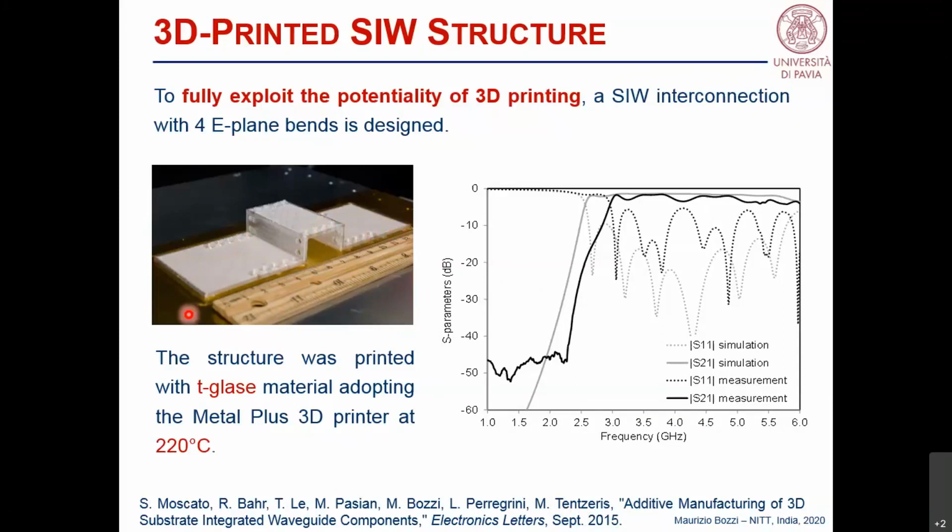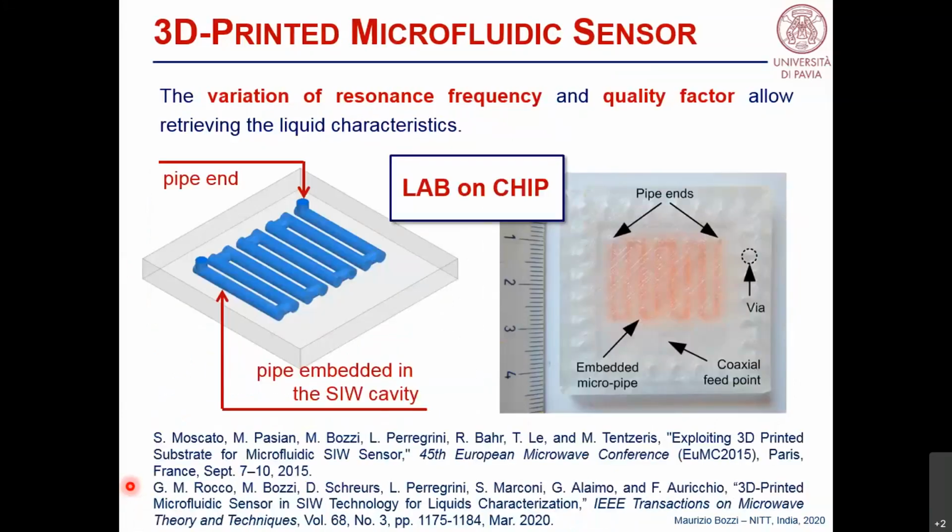And the advantage is that in this case, you can simply design your structure by using an EM solver, pass the file to the printer, and in very short time, you have your prototype. So for fast prototyping, that's a fantastic solution. Also for investigating unconventional shapes or new solutions. Of course, this structure is not very useful. It was just a demonstration of the possibility to have structures by 3D printing. This one is definitely more interesting because it is a microfluidic sensor.